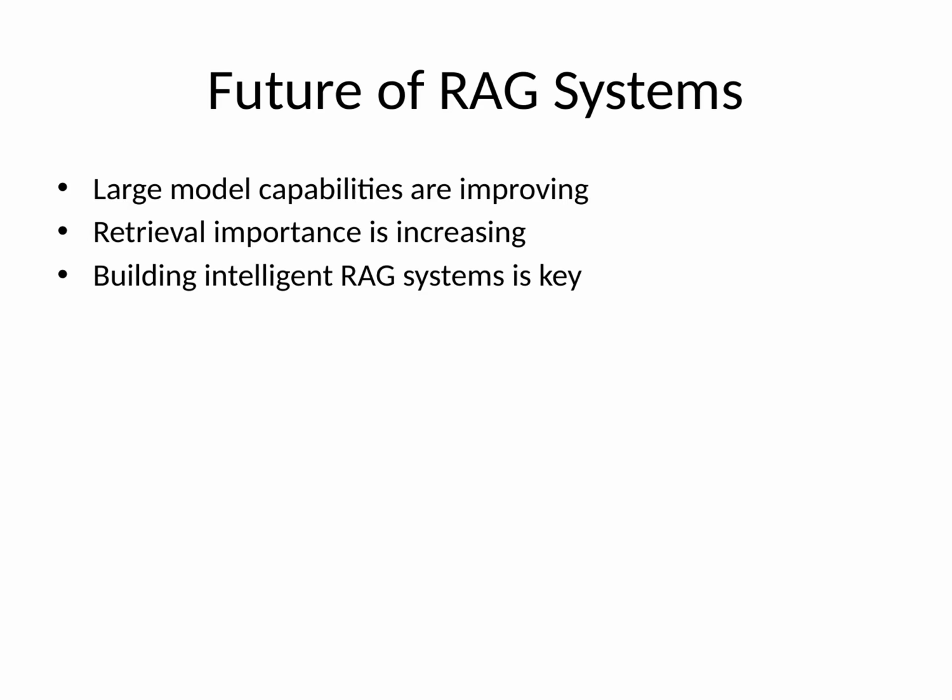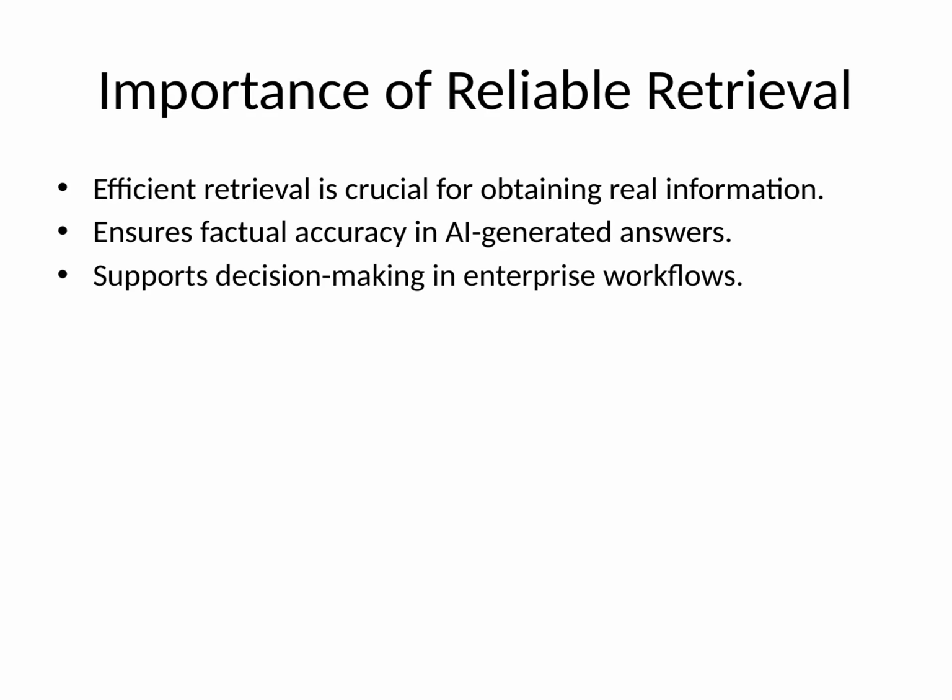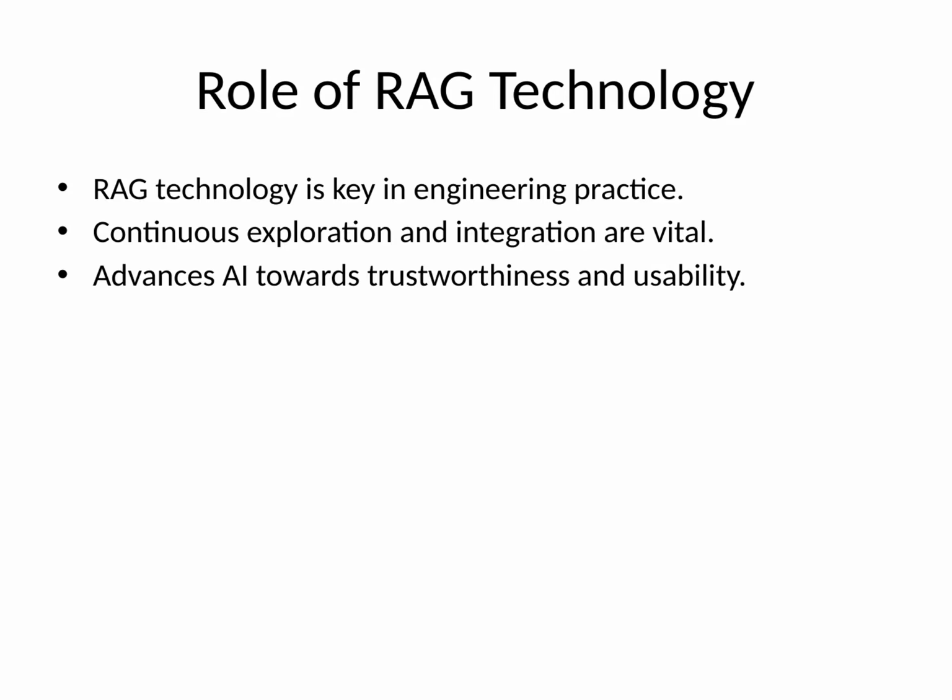Building intelligent RAG systems is key to leveraging these advancements. Efficient and reliable retrieval mechanisms are essential for obtaining real information. They ensure factual accuracy in AI-generated answers and support decision-making within enterprise workflows. RAG technology plays a crucial role in engineering practice. Continuous exploration and integration of this technology are vital steps in advancing AI towards being truly trustworthy, usable, and deployable.